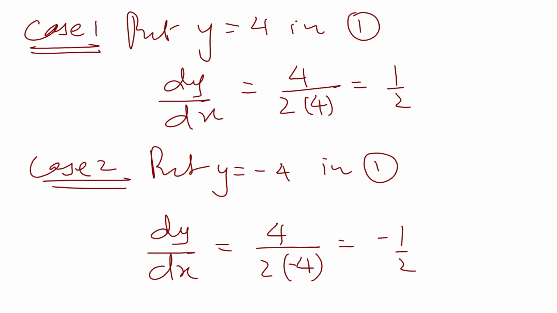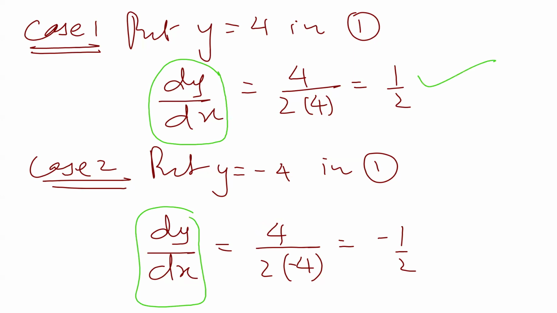So we got our final answer. The rate at which y is changing with respect to x. The meaning of that statement is dy by dx. The rate at which y is changing with respect to x. So it can be half or it can be negative half. So rate may increase or decrease. That is the concept over here.